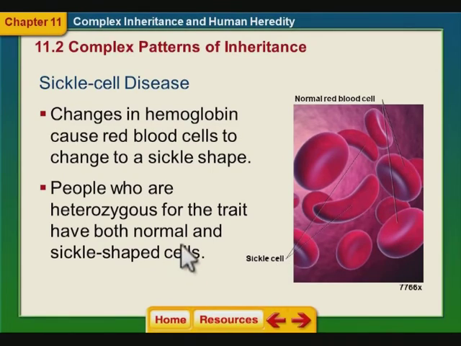So people with sickle cell disease, if they're heterozygous, are going to have some normal shaped cells and some of these sickle shaped cells. Sickle cell anemia can be very painful for people who have it, because these little cells are not very flexible. The round cells collapse and they go into the small blood vessels very easily. These do not. They can be very painful for people.